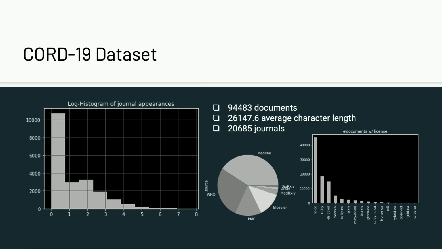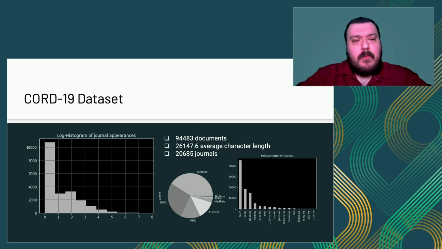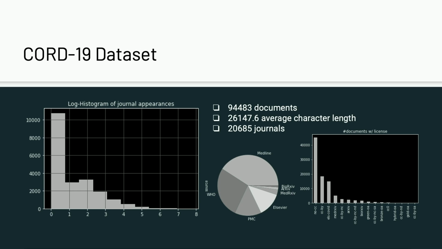So let's take a deeper look at the COVID-19 data set. So now we have 110,000 documents. When these plots were made, it was about 94,000. The documents had an average character length of about 26,000 characters, and they come from about 20,000 journals. So we see the log distribution of the journals on the left-hand side. So you see the majority of the journals only occur a few times within the data set. We see the more common ones in the pie chart in the middle. We see Medline, World Health Organization, PMC, Elsevier are sort of the top four there.